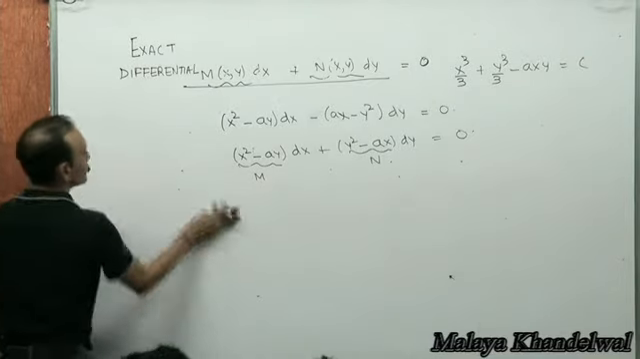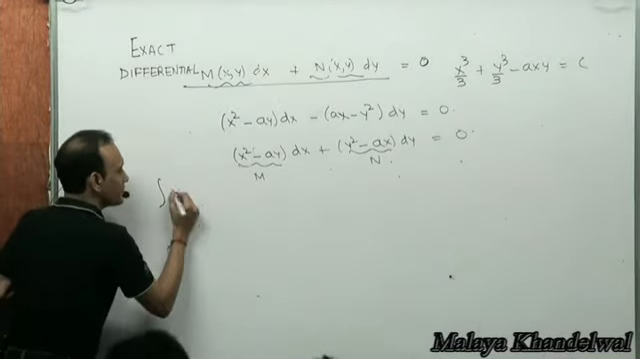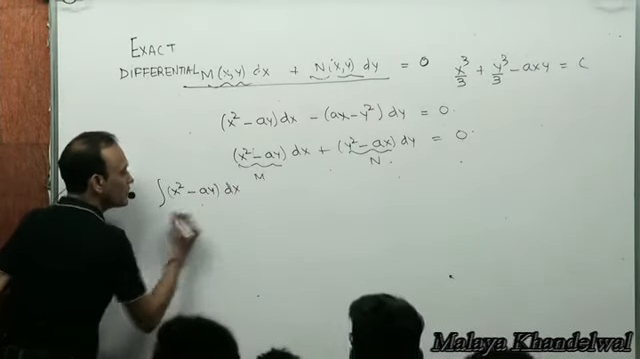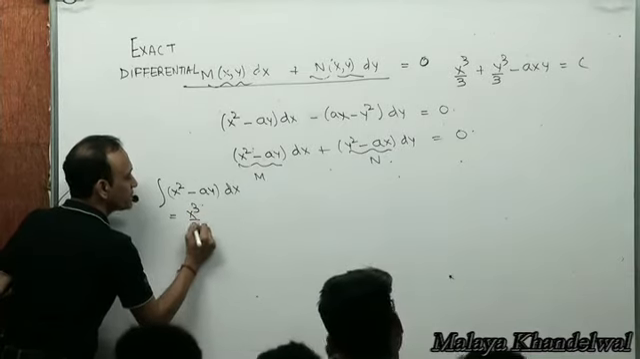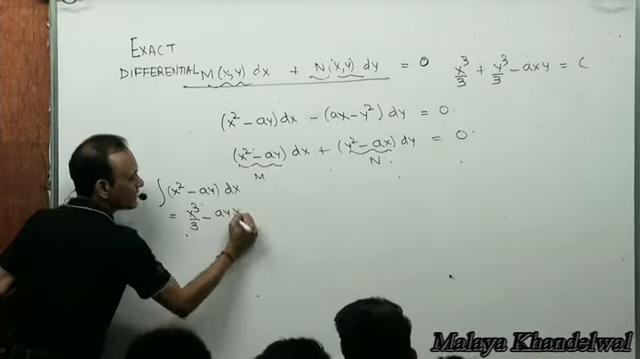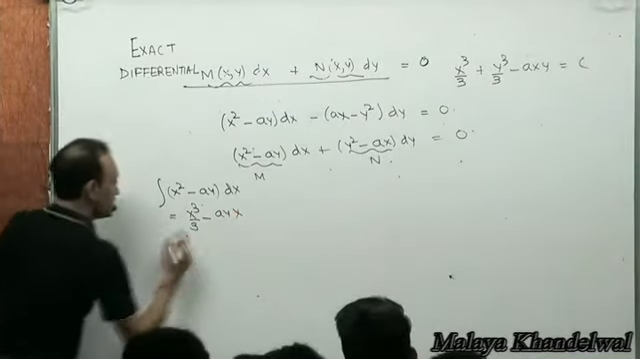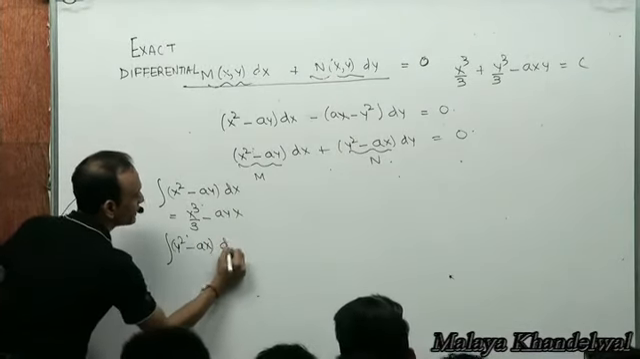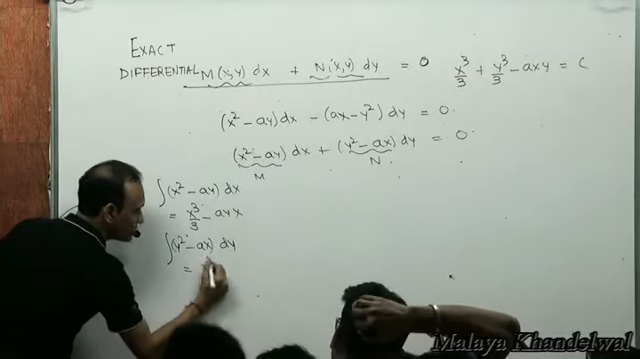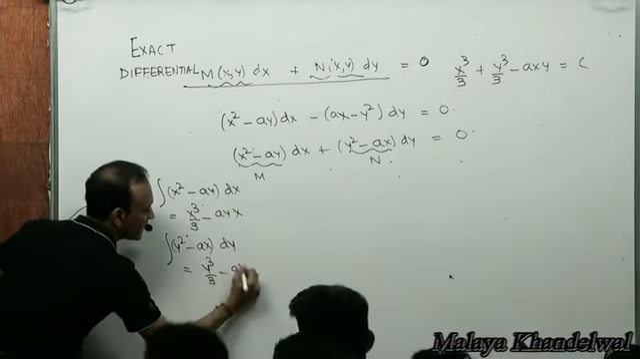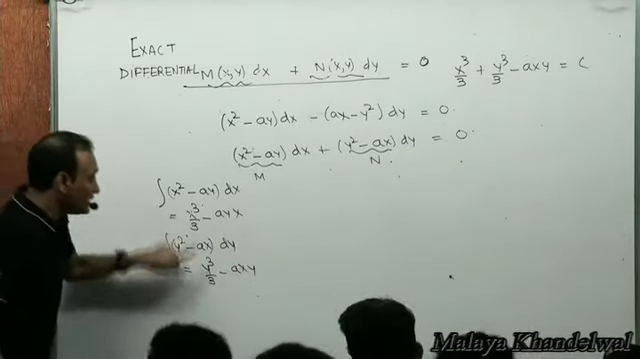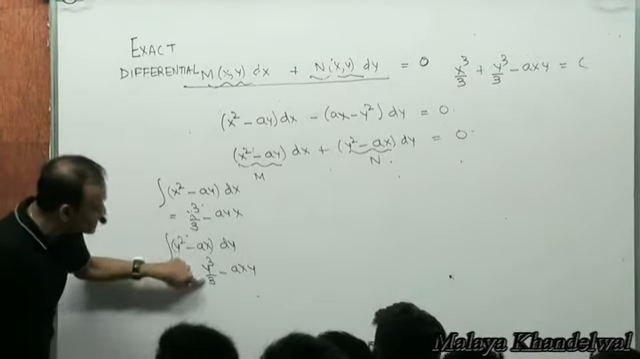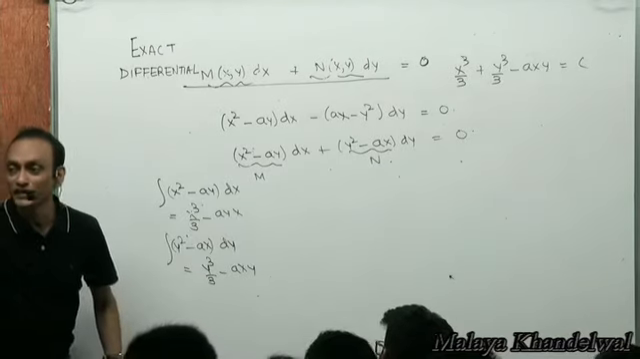See, I integrate this M as if y is constant with respect to x. What do I get? x cube by 3 minus ayx. Now I integrate this, y squared minus ax dy. I get y cube by 3 minus axy. This is a common term. In the final solution, this plus this, but with the common term appearing only once.